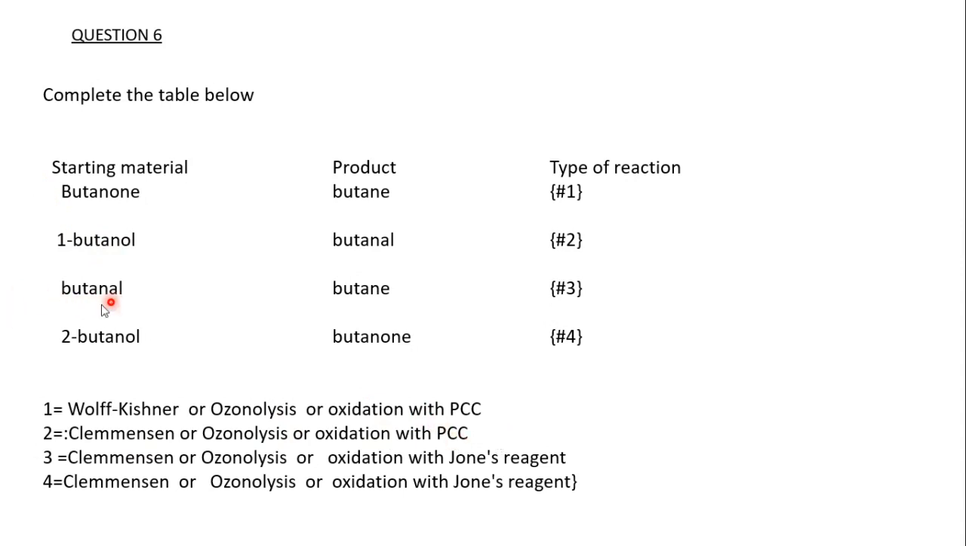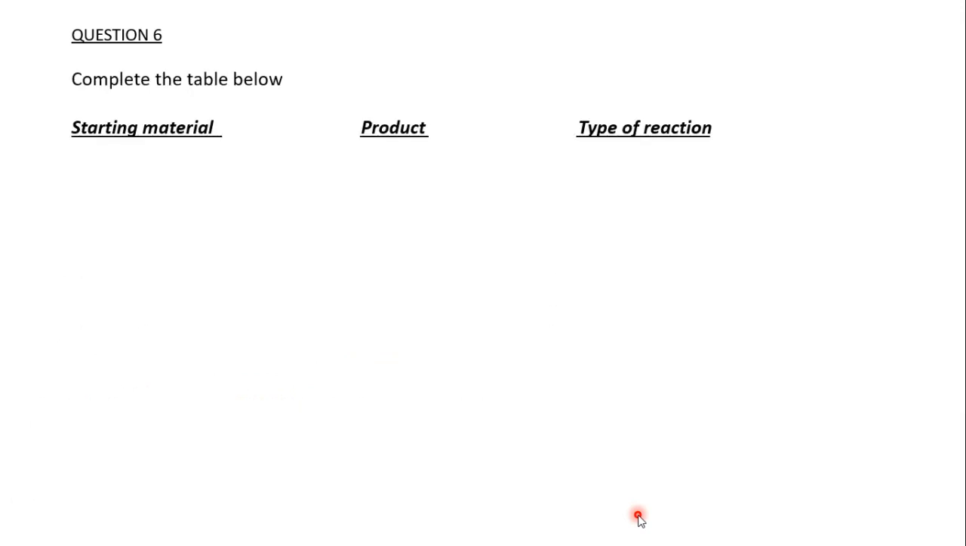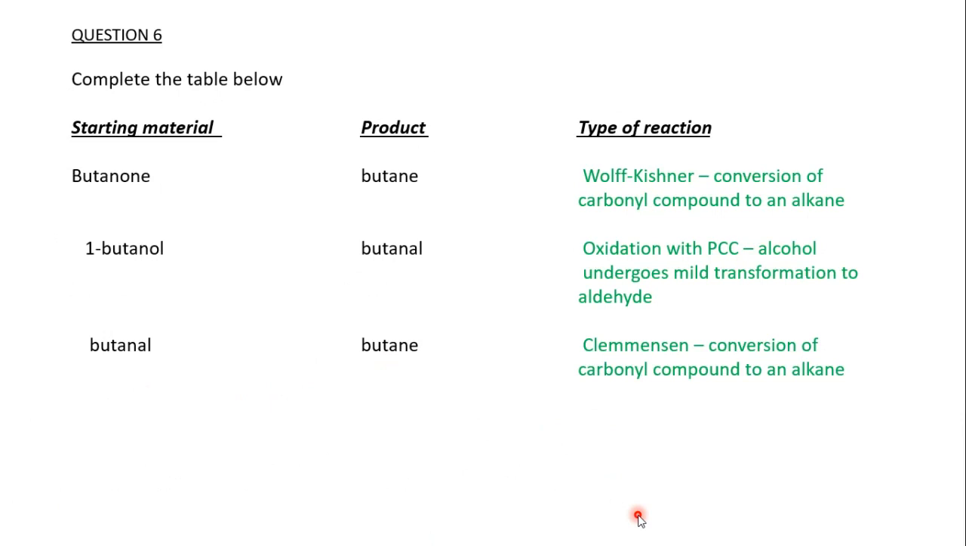Now we're moving from an aldehyde to an alkane. Out of these 3 options, which one is going to give us what we want? Clemmensen. So both Wolff-Kishner and Clemmensen convert carbonyl compounds to alkanes, right? And then finally, we're moving from an alcohol to a ketone. Which condition is going to give us that? Oxidation with the Jones reagent. So moving from alcohol to ketone, it's going to give us oxidation. And so those are the reactions.